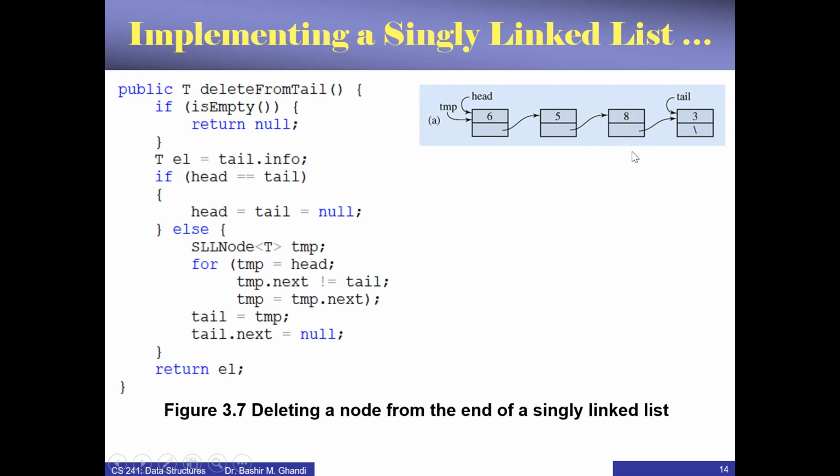Okay, so the question is, how do we know if temp reaches here? At this point, if you notice, temp.next will be the same as tail. And therefore, our loop should continue as long as temp.next is not equal to tail, which is precisely what we have here as the condition for the for loop. Repeat as long as temp.next is not equal to tail.